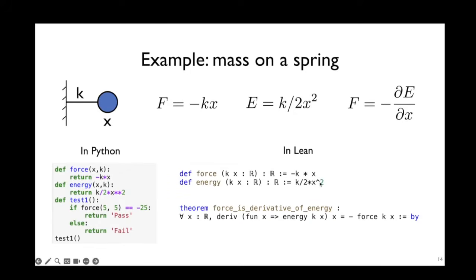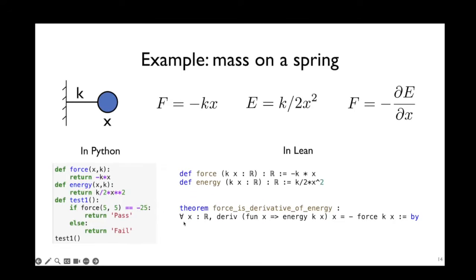And in Lean, you have this object called a theorem object. This is something you can define saying the force is the derivative of the energy. This is just the name of the theorem. And I'm going to write out in mathematical language that for all values of x, for all, that's what this upside down A symbol means.